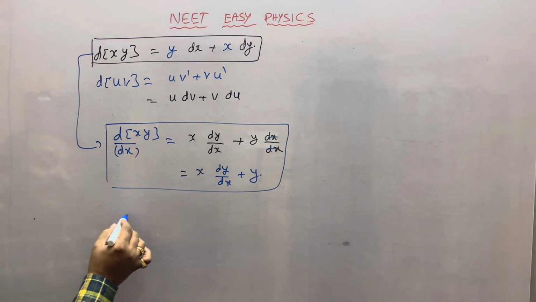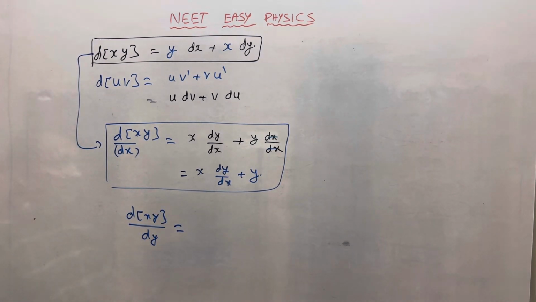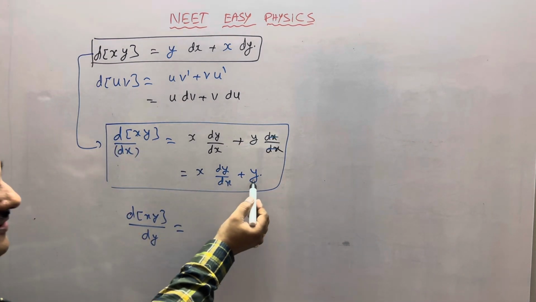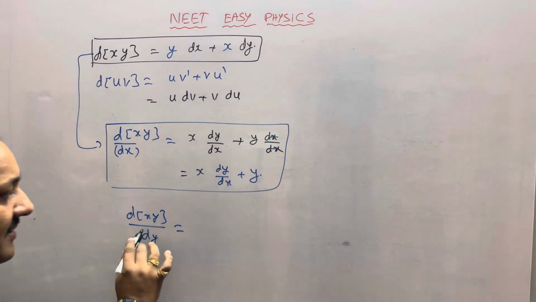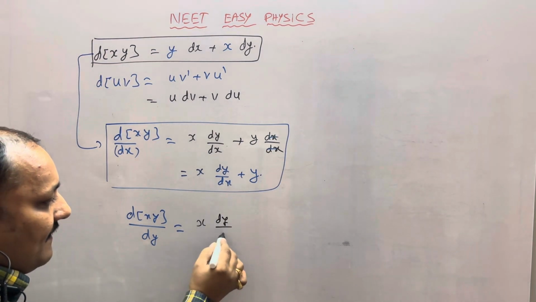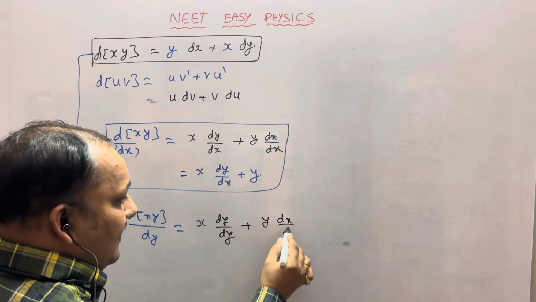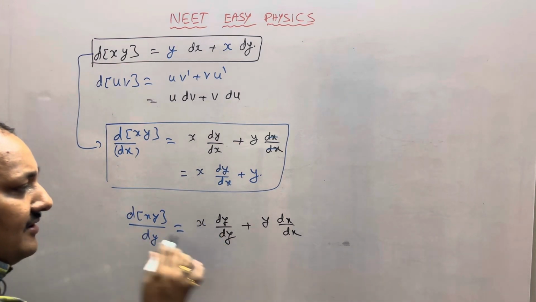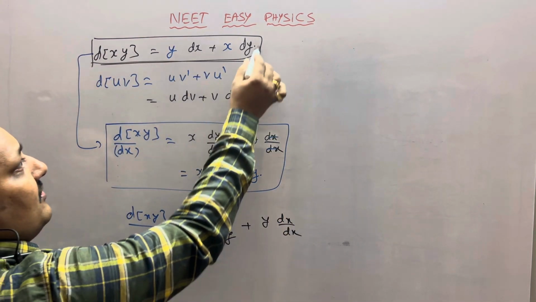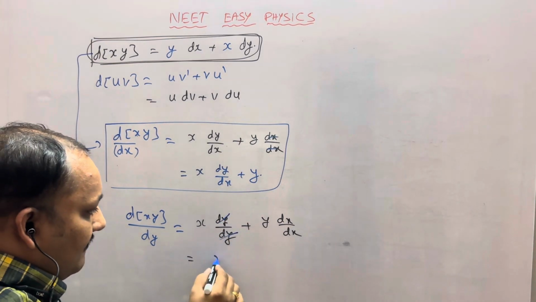Now if you want the derivative of xy with respect to y. See, the derivative of xy with respect to x, we got y plus x dy by dx. Now for the derivative of xy with respect to y, you can already get the answer, but I am doing it once. x into dy by dy plus y into dx by dy. First we keep x constant, dy. Next we keep y constant, dx. So the numerator comes like this. Now dy will be cancelled.